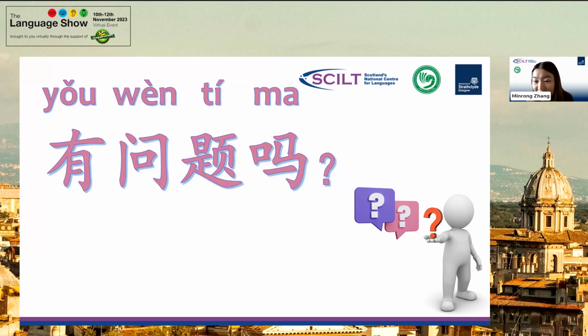Okay, and the next question, do you have to have a special pen to write the characters? The answer is no, just the same pen as what other people use. It doesn't affect. But of course, if you want to draw calligraphy, then you will need to use a special calligraphy pen or brush.